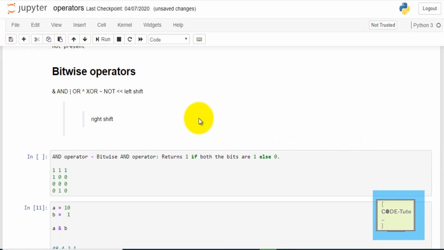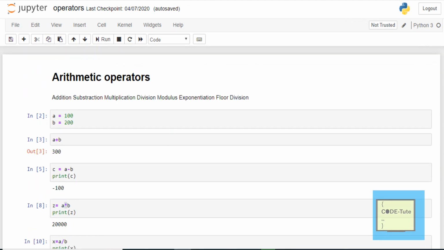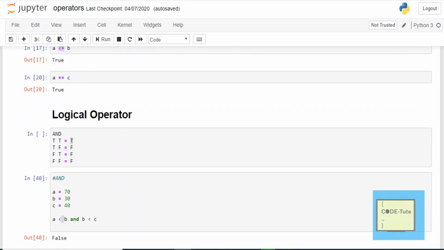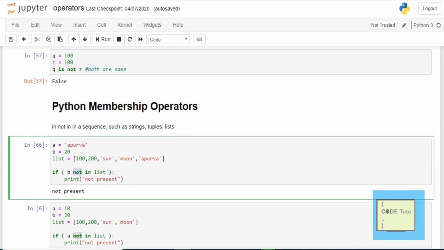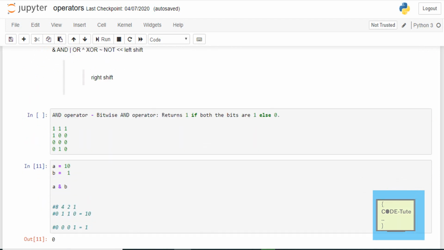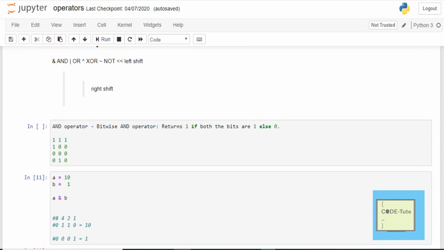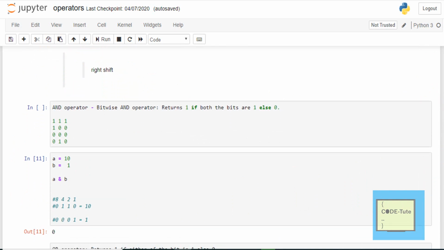In this tutorial, we will understand what is bitwise operator. So we have already done with arithmetic operators, comparison operators, logical operators, identity, and Python membership operators, and now we will start with bitwise operator. Now there are different bitwise operators: AND operator, OR operator, XOR operator, NOT operator, left shift and right shift. To understand these operators, you should understand what is truth table first.